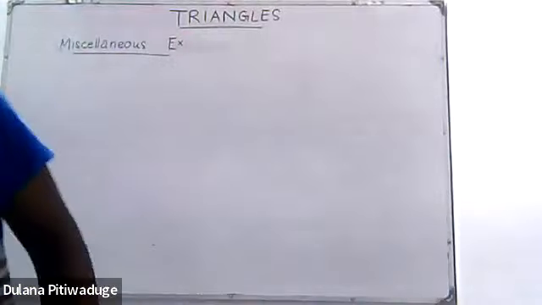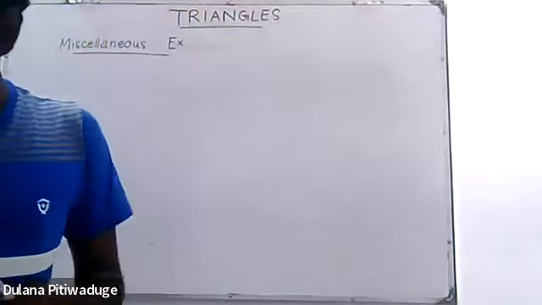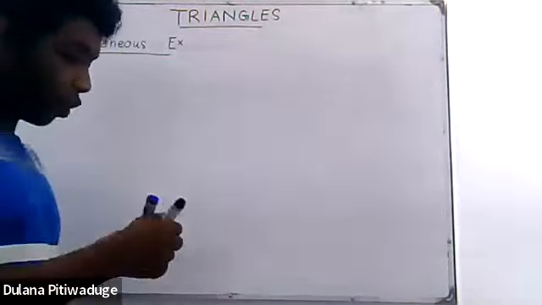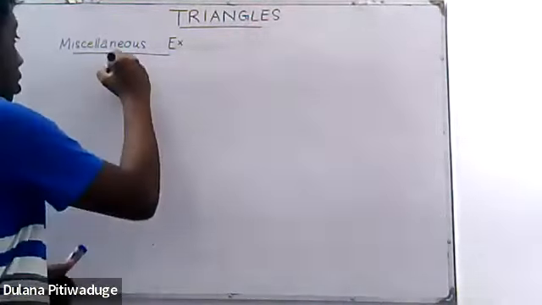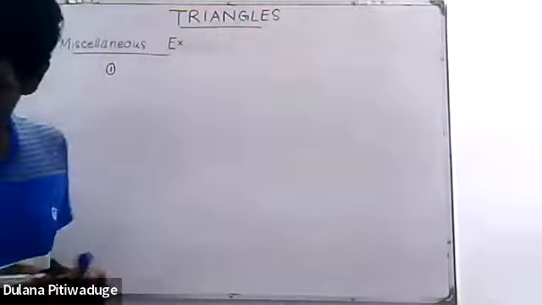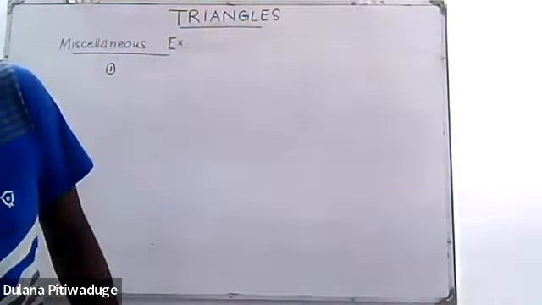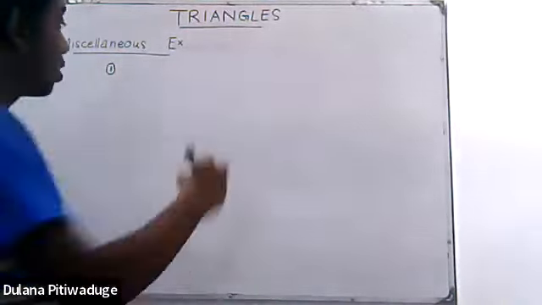So we can discuss the miscellaneous exercises on page number 62 of your grade 10 part 1 book. Question number 1. They have given a figure.